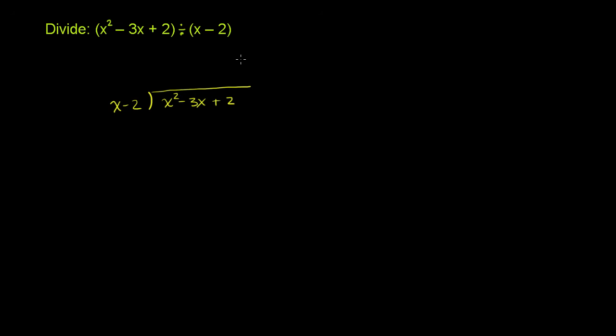Another way we could have written the same exact expression is x squared minus 3x plus 2, all of that over x minus 2. That, and that are all equivalent expressions. Now, to do this type of long division, we can call it algebraic long division. You want to look at the highest degree term on the x minus 2 and the highest degree term on the x squared minus 3x plus 2. And here's the x, and here's the x squared.